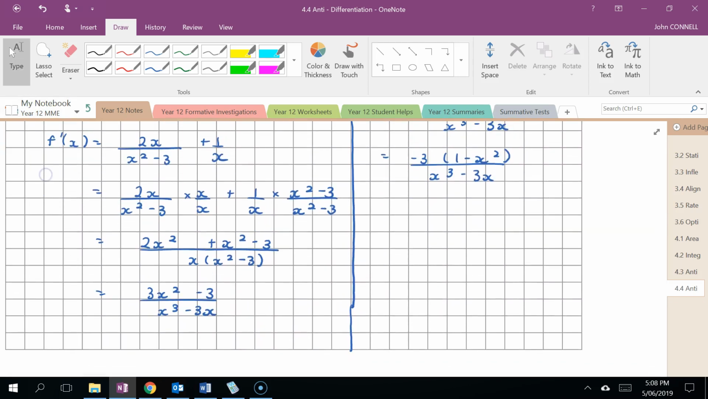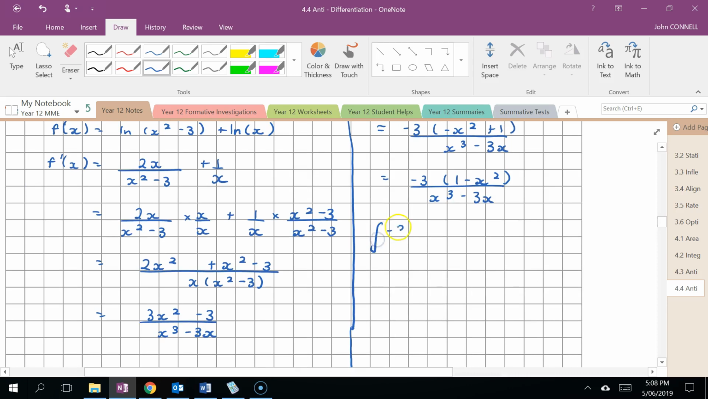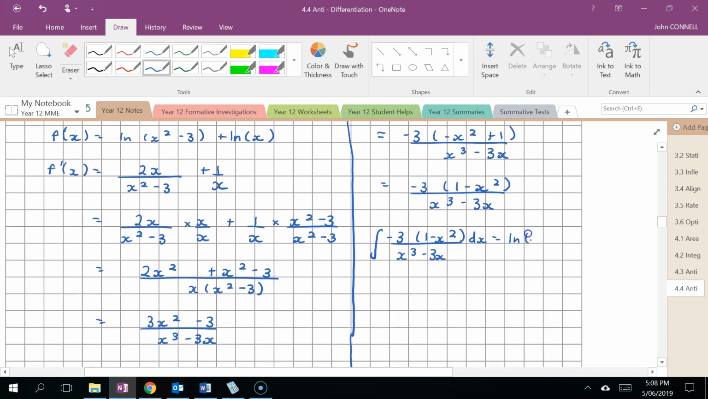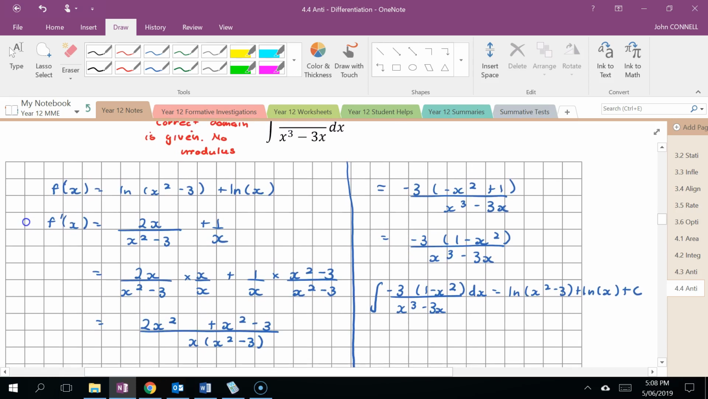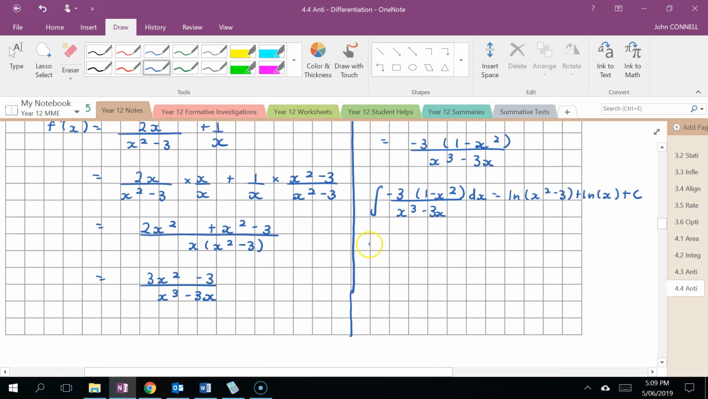So let's write down the integral of the derivative equals the original function. So there's minus 3, 1 take x squared over x cubed take 3x dx is equal to ln of x squared take 3 plus ln x plus c. And we've got the exact integral we need apart from this minus 3. So I'm going to bring the minus 3 out. So it's going to be minus 3 integral of 1 take x squared on x cubed take 3x dx is equal to ln of x squared take 3 plus ln x plus c.